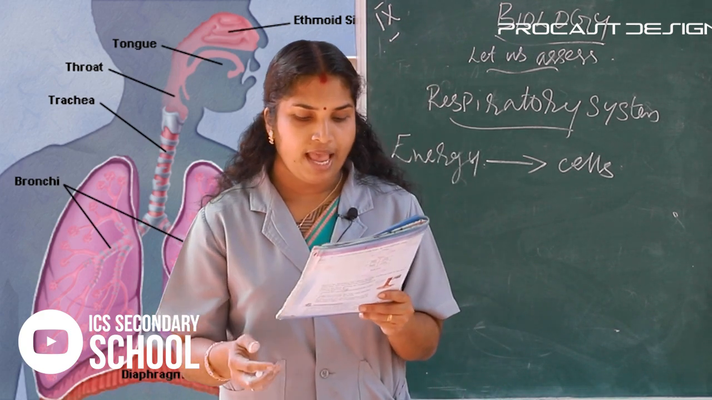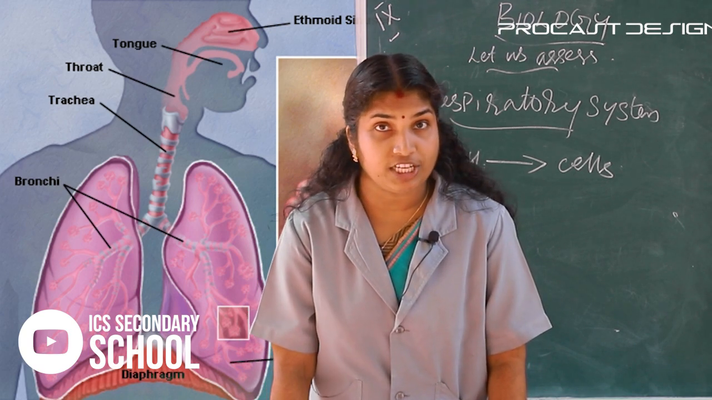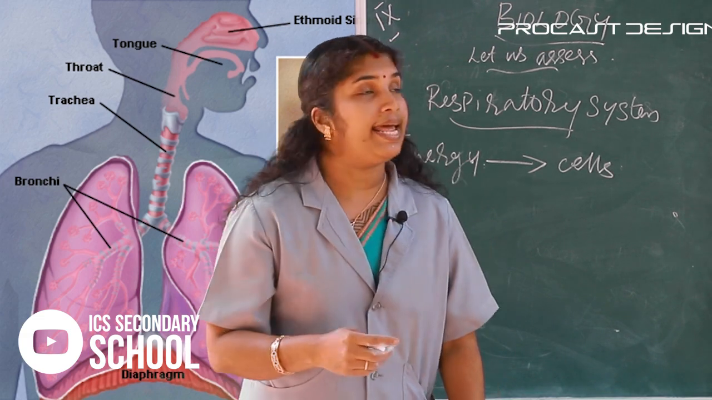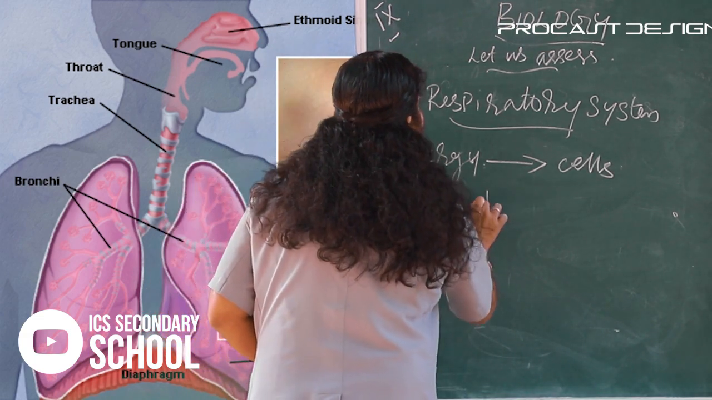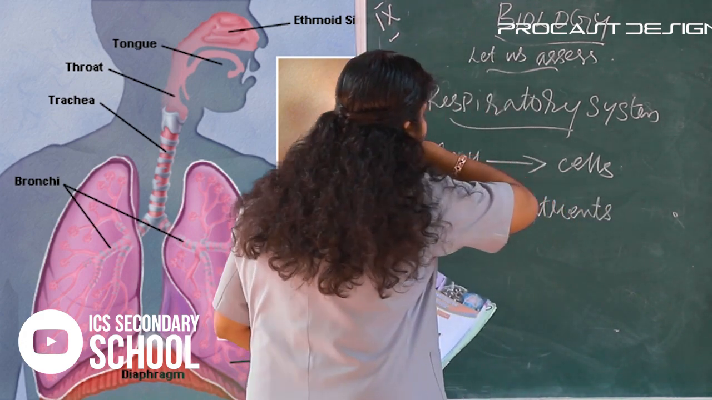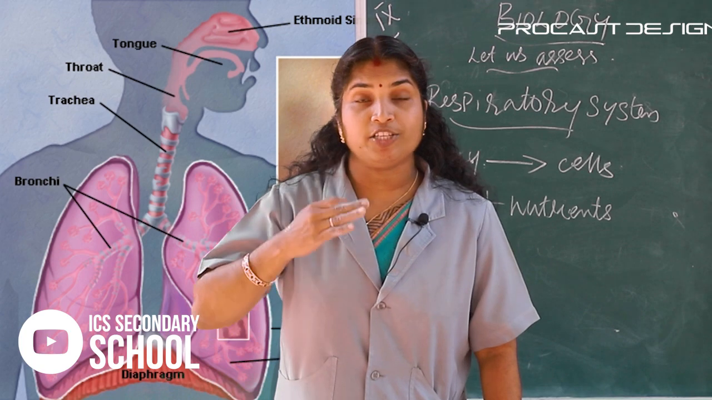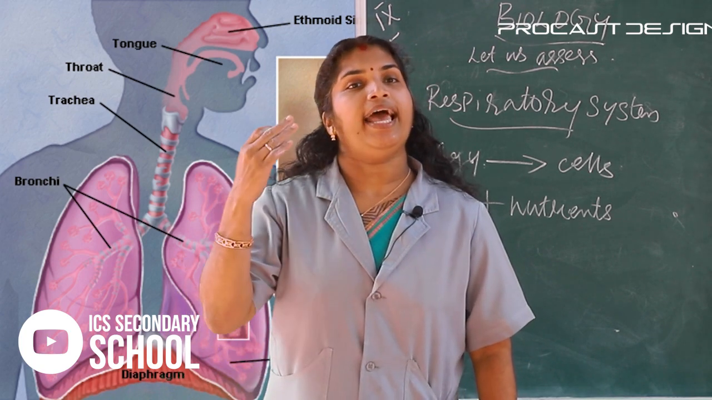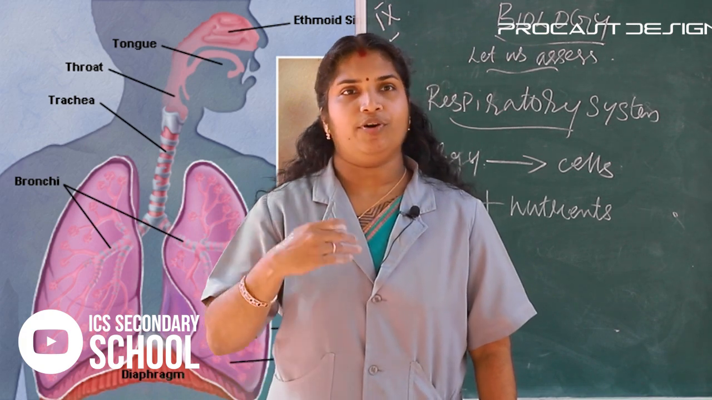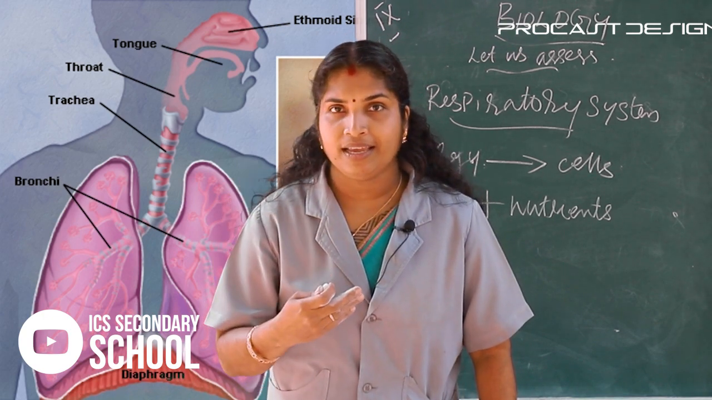Energy is released from the cell, and along with the nutrients and oxygen is essential for this energy. Oxygen and nutrients are essential for energy production. Energy production takes place in the cell, and oxygen and nutrients are the main ingredients for energy production.